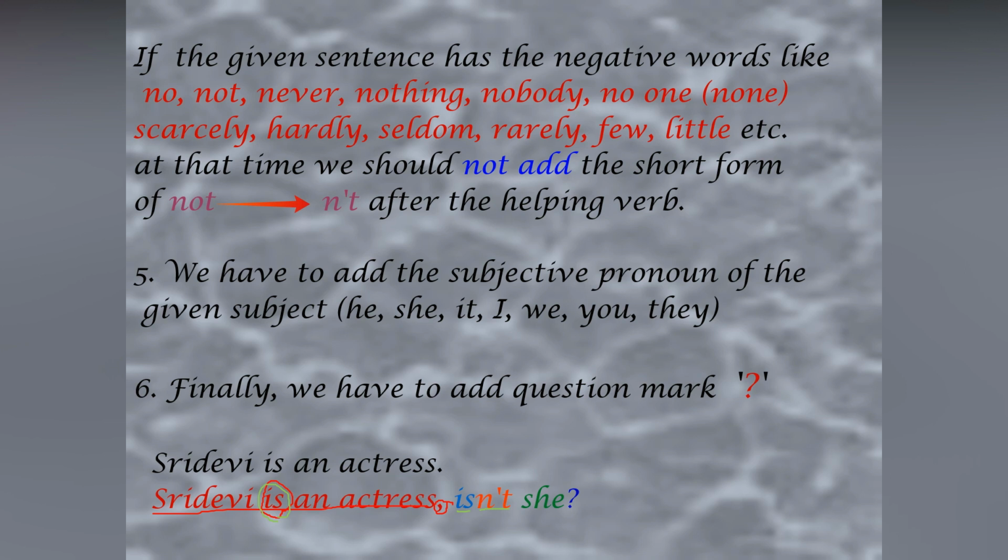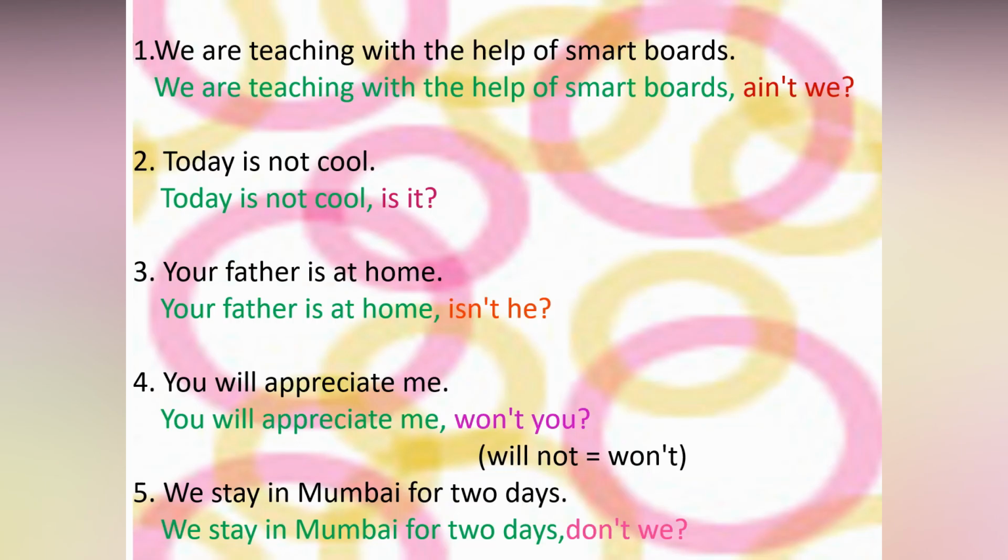Some examples. We are teaching with the help of smart boards. Okay, I write the same: aren't we? What is the helping verb here? Are, so we have taken are. Is it a positive sentence or a negative sentence? Positive, so we write the negative form here. And what is the subjective pronoun here? It is already given directly, we should write "we". Aren't we? Generally we write aren't we.